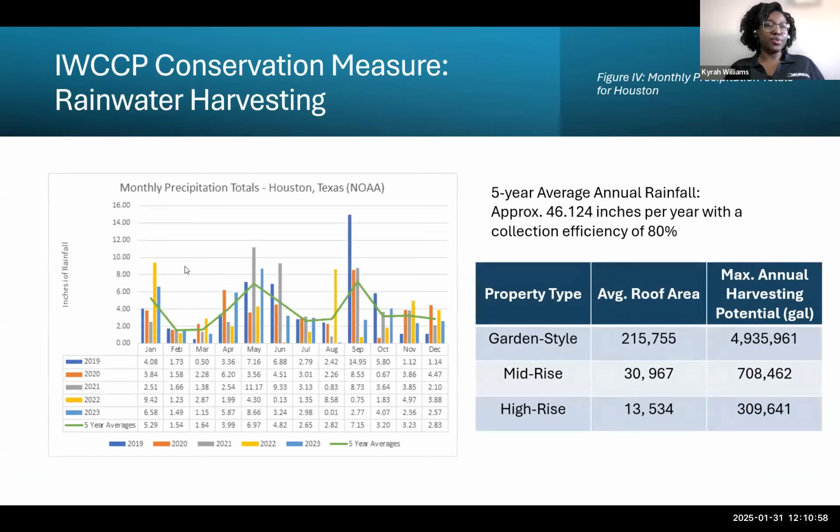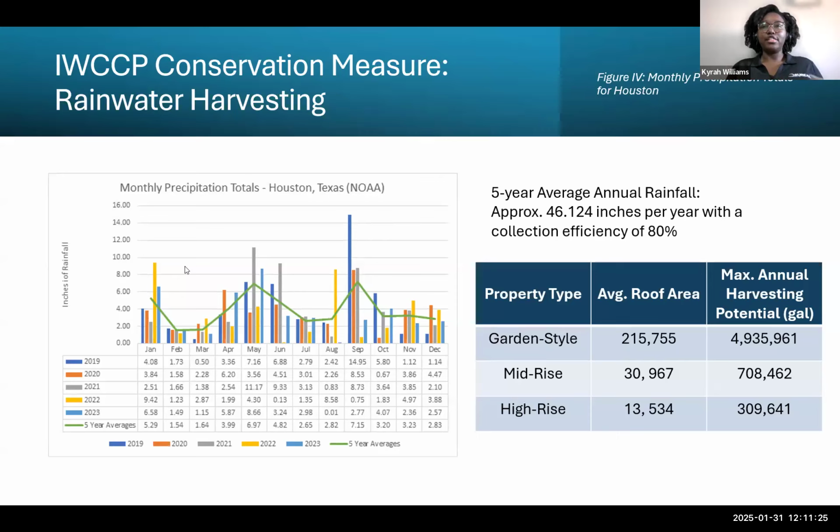Now, moving forward into our conservation measures, starting with the rainwater harvesting, I had to reach out to the NOAA in order to find out what the annual or the monthly precipitation totals were for specifically Houston. Acquiring this data, understanding the 5-year average, approximately 46 inches per year fall in Houston, Texas.